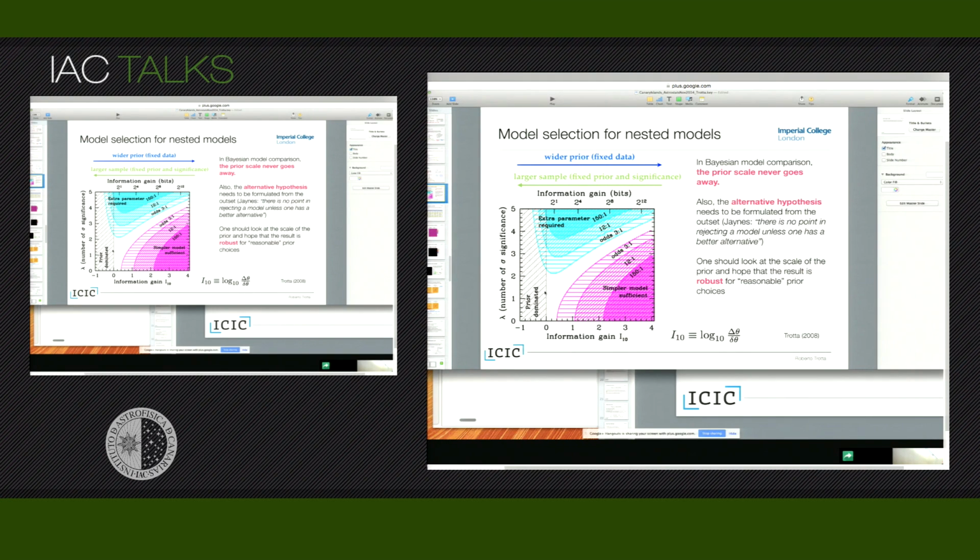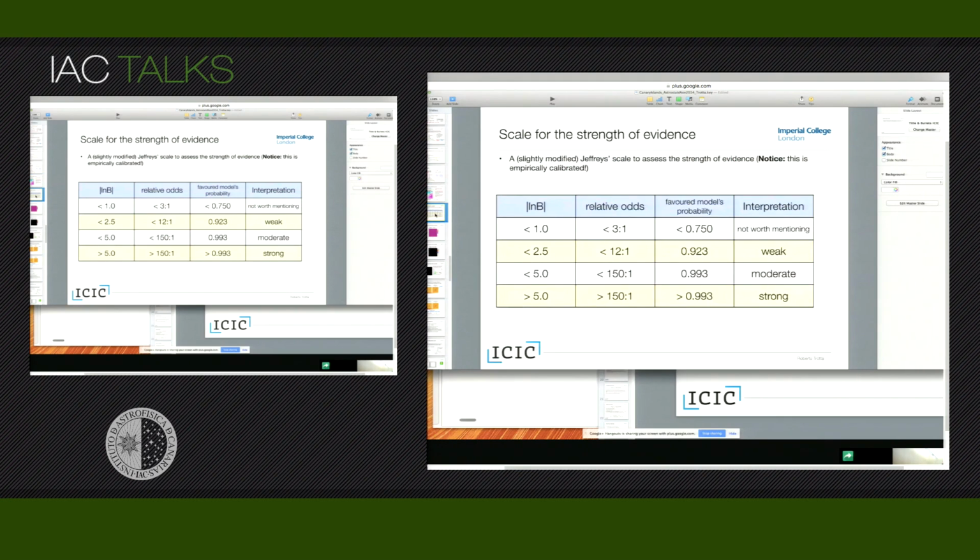Okay. So this is my summary of Bayesian model comparison. Here's the Jeffreys scale. It's a scale that's been empirically calibrated. It has become customary to use it to calibrate different levels of evidence. It doesn't have any basis except the fact that we feel that something with relative odds of less than 3 to 1 really is very undecided. The models are at most 75 to 25% probability each. Not worth mentioning. And notice this is a scale that's logarithmic in the Bayes factor.